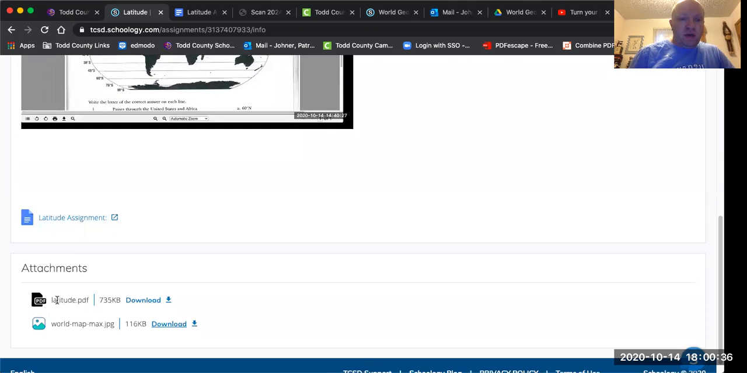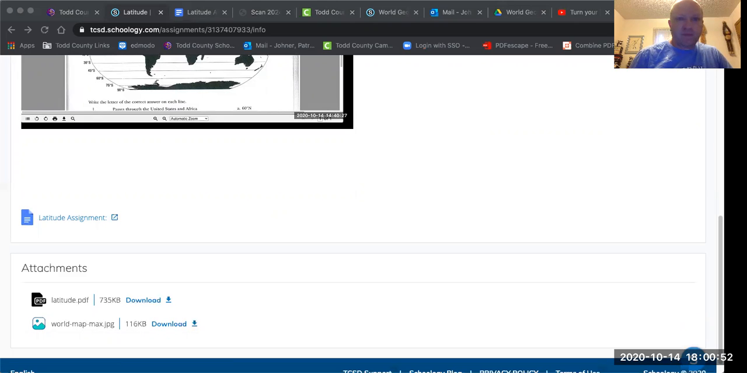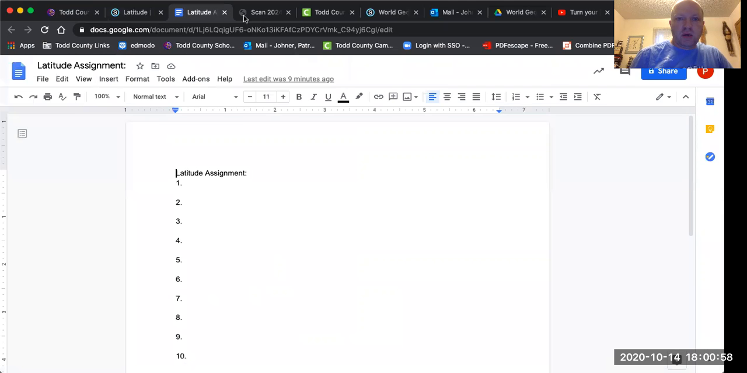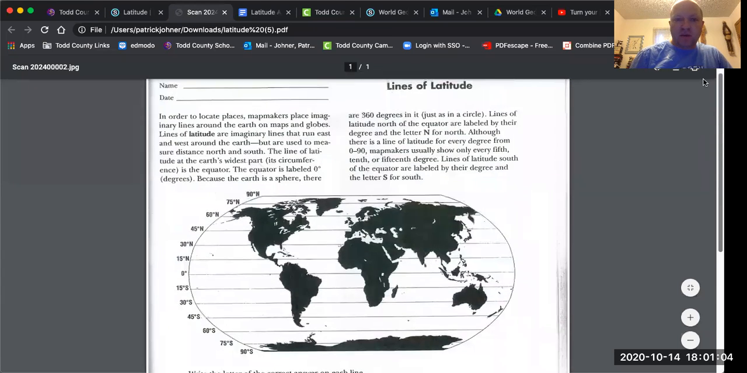You need to make sure that you open up this PDF, the latitude one. I already have it. I'll show you here in a second. And also make sure that you open up this world map. And when you open it up, that's what you're going to see. If you don't like that one, you can always find a different one. It's up to you. It really doesn't matter to me what you use. So here's that PDF I was talking about.